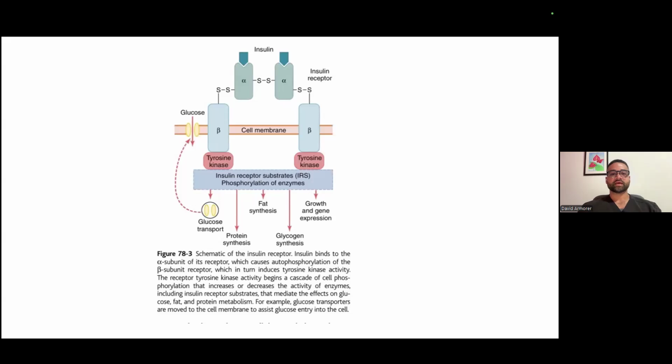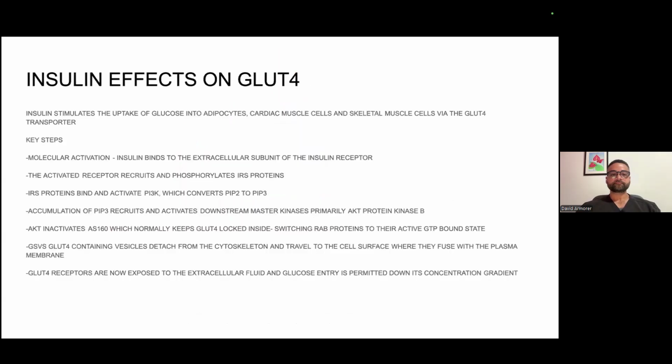So this is a small diagram depicting the effects of insulin on the insulin receptor. Here you can see the alpha units on the outside of the cell, the beta units going on the inside of the cell, where they activate the tyrosine kinase and the insulin receptor substrates. And you see their various effects on fat synthesis, protein synthesis, glycogen synthesis, growth and gene expression, and ultimately moving the GLUT4 receptors to the cell membrane as well, which we'll touch on later.